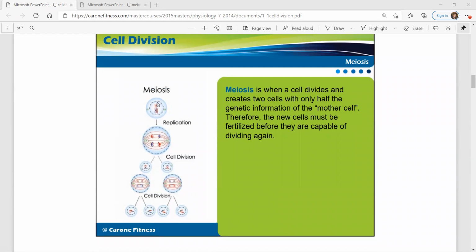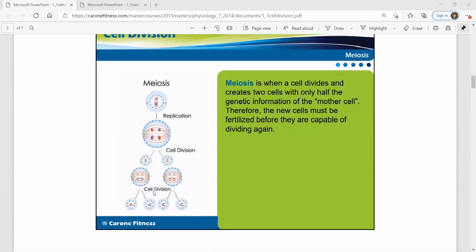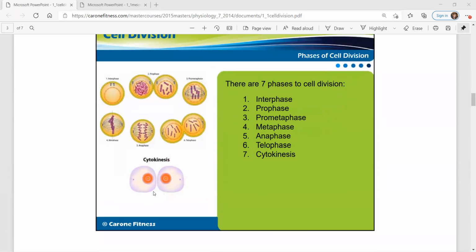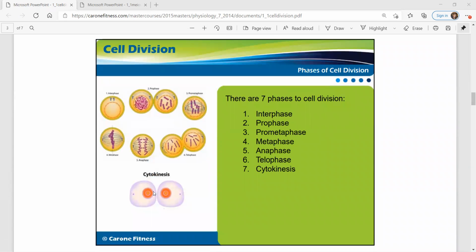Meiosis is when a cell divides and creates two cells with only half the genetic information of the mother cell. Therefore, the new cells must be fertilized before they are capable of dividing again. And there are 7 phases to cell division. We have interphase, prophase, prometaphase, metaphase, anaphase, telophase, and cytokinesis.